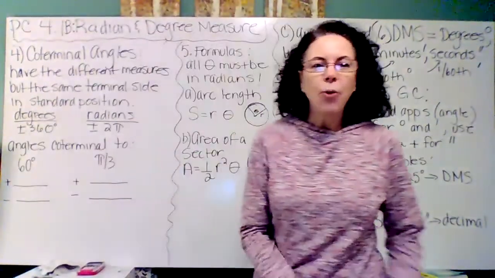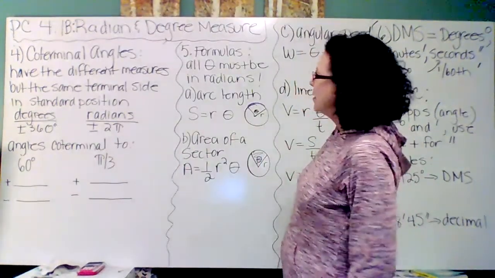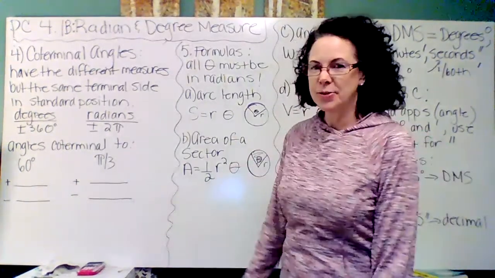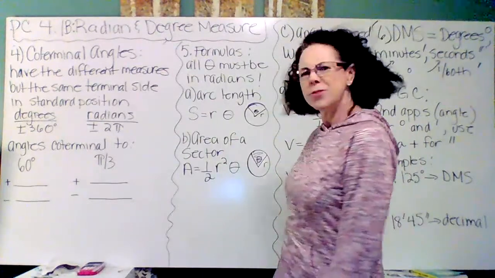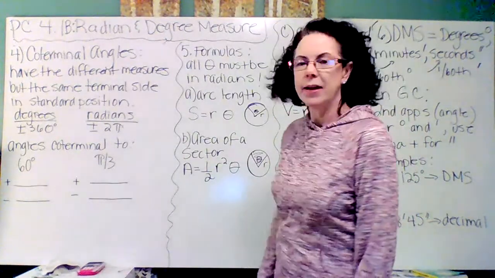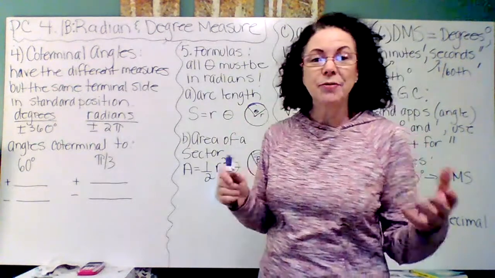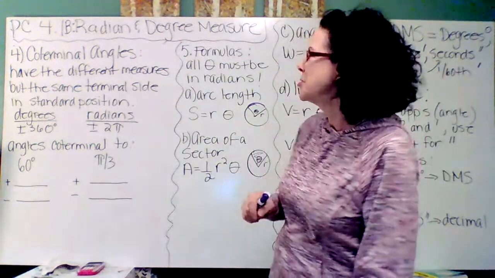Pre-calculus students, welcome to section 4.1b. Still radian and degree measure. We have to finish our notes because there's a lot of them. Almost all of this, I think all of this, you learned in Algebra 2, right? But we need a refresher before we go on to information that you haven't learned in Algebra 2.